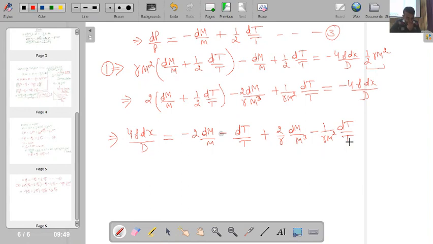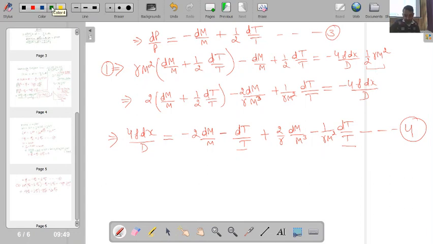Now everything we have written in terms of Mach number, but the only extra parameter we have is dt by t. So this we can deduce with the help of the energy equation. Let me number this equation as 4, and in between I will take help of the energy equation to calculate dt by t.